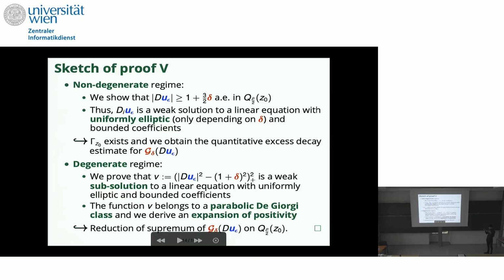So this G delta of du epsilon decays with a certain rate. We could state the rate, but I did not here, because it's not so important. All this says is, if the degenerate regime applies in each step, we have this decay. But then this gamma set not still exists, right? Because it's 0 due to this reduction of supremum on each step. So this decays. And once you know that this gamma set not is 0 and exists, you again infer relatively quickly that this excess decay estimate holds true.